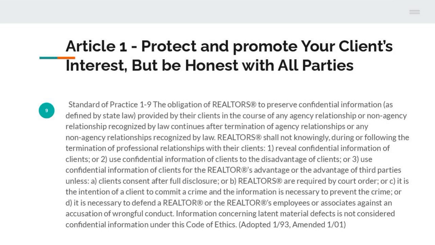to keep that information private. Okay? So we have an absolute obligation to disclose that information.